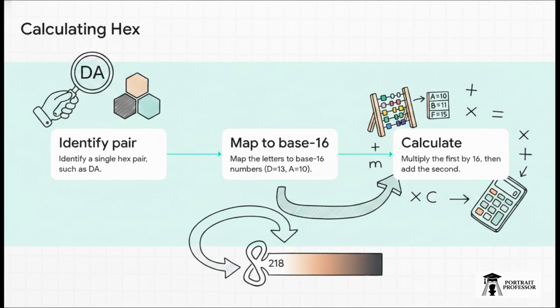Let's say we take a hex pair like DA. You take the first digit, D, which equals 13, and you multiply it by 16. Then you just add the second digit, A, which equals 10. So 13 times 16 plus 10 equals 218. It really is that simple.